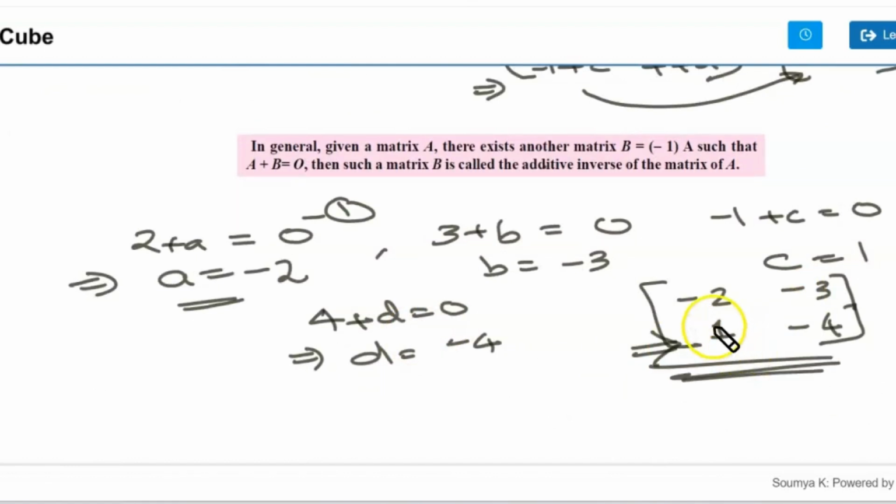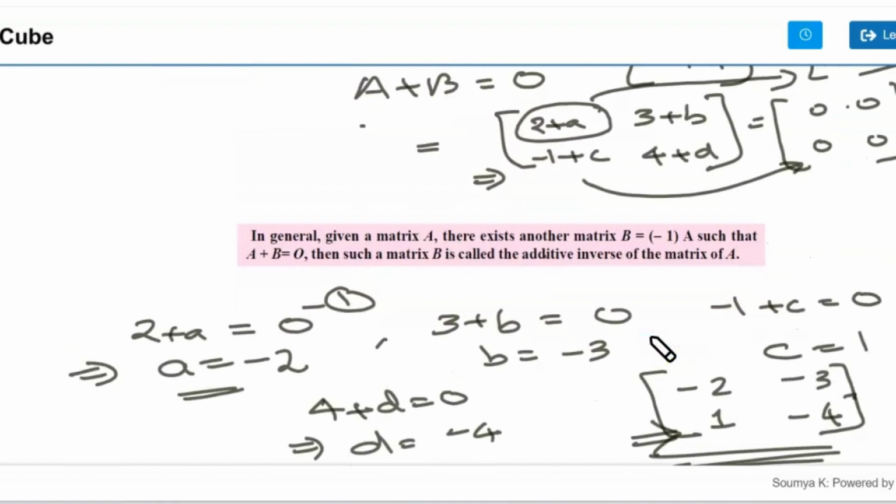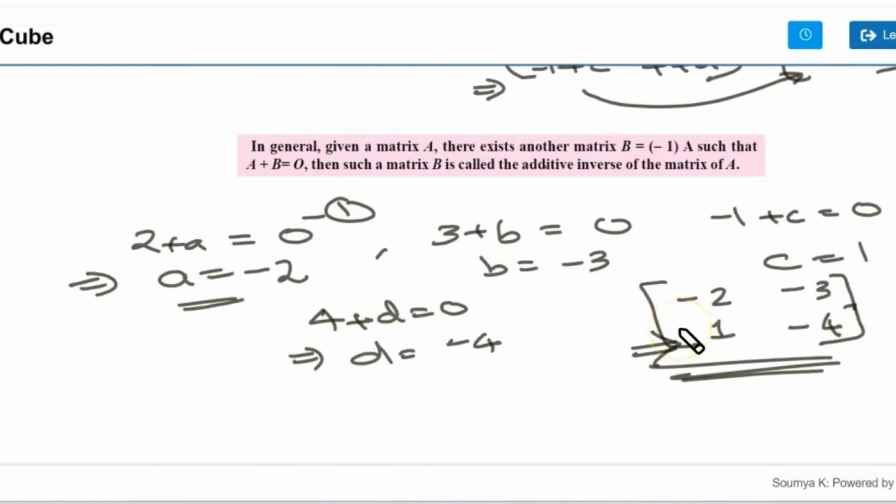This is the final resulting matrix, that is B matrix. Now you can see here, in general, when a matrix A is given, there exists another matrix B, which is equal to minus 1 times A, such that A plus B is equal to 0. Let's check whether it is same as your A or not. Such a matrix B is called the additive inverse of matrix A. So we call the matrix B the additive inverse in the case that A plus B gives you the result as 0.